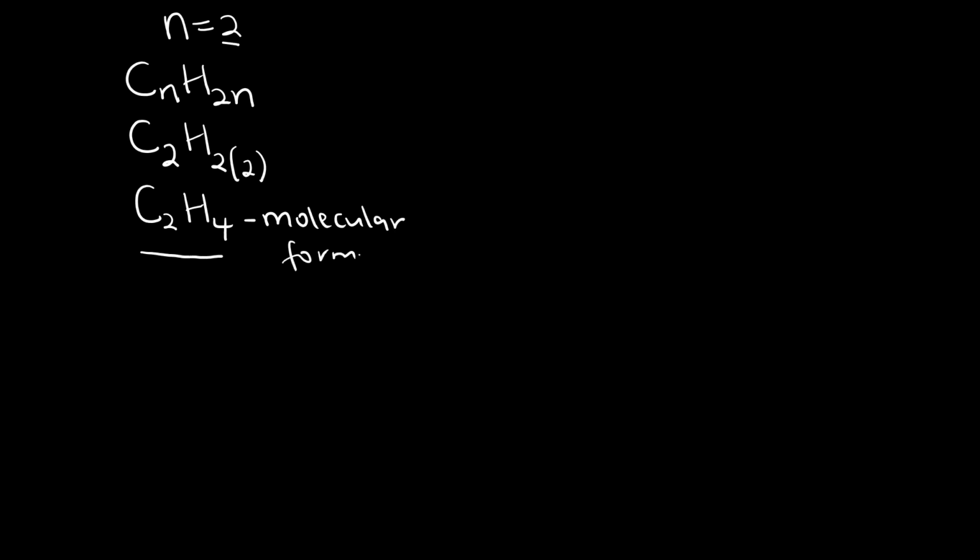Remember, we also have a general naming for hydrocarbons. So when we are to name this, we shall have to give it the prefix eth. But it being an alkene, we shall then add ene. So this compound or molecule is known as ethene. So ethene has a molecular formula of C2H4.